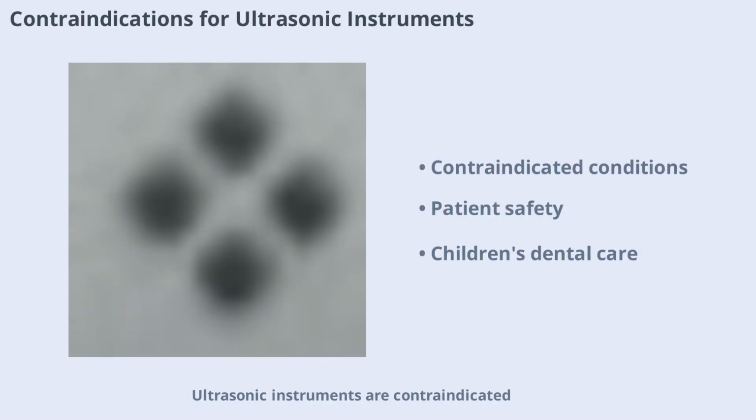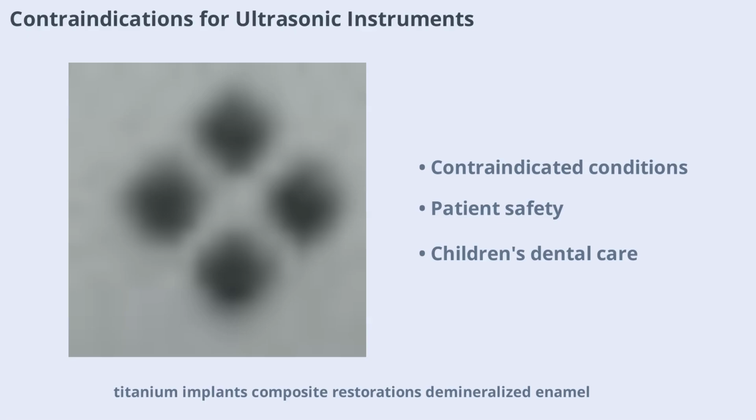Ultrasonic instruments are contraindicated in patients with cardiac pacemakers, communicable diseases, respiratory issues, compromised gag reflex, porcelain crowns, titanium implants, composite restorations, demineralized enamel, dentinal hypersensitivity, and in children. Vibrations may damage growing tissue, and newly erupted or primary teeth are more susceptible to heat generated by instruments.